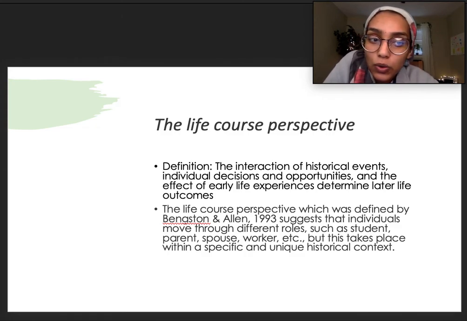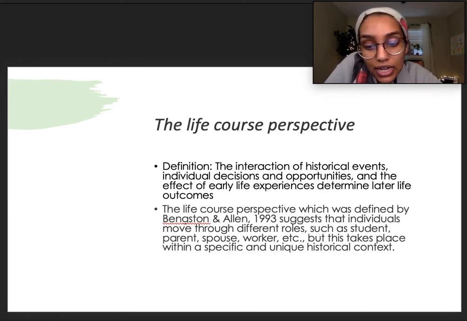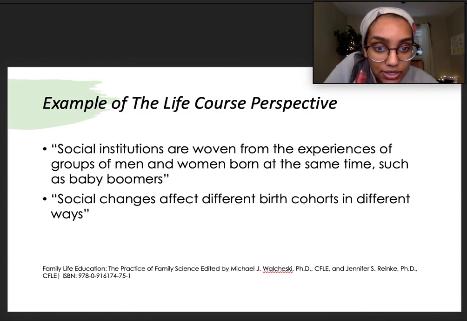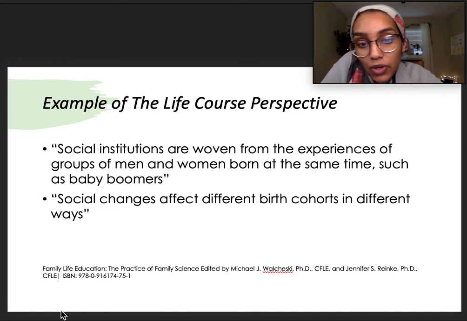Another thing that the life course perspective considers is how the way that society is shaped, and the rules and the laws of that time, is going to make an impact on people's lives. An example of that is, actually, I think the next slide says it. Social institutions are woven from the experiences of groups of men and women born at the same time, such as baby boomers. So let's look at that quote. That's essentially saying that the specific context where baby boomers were born and grew up in is an important context to consider of the life that they lived.